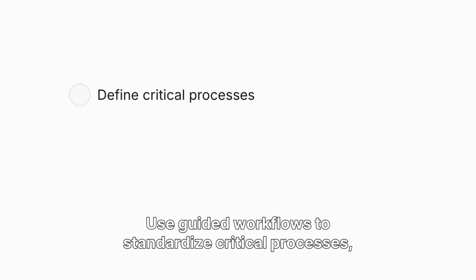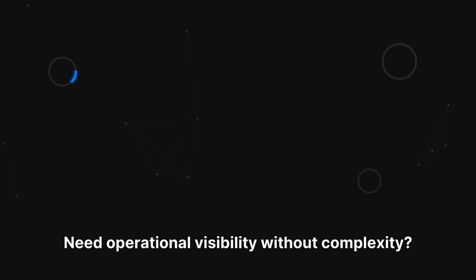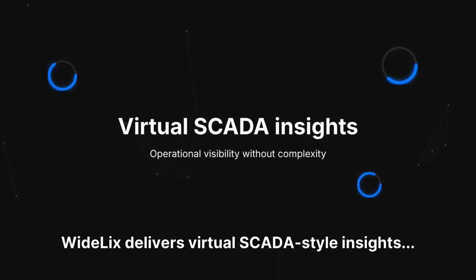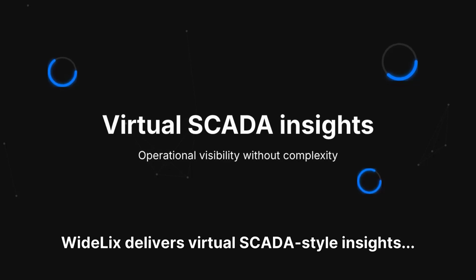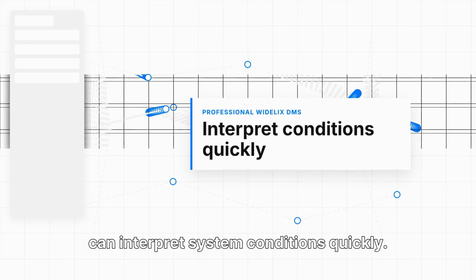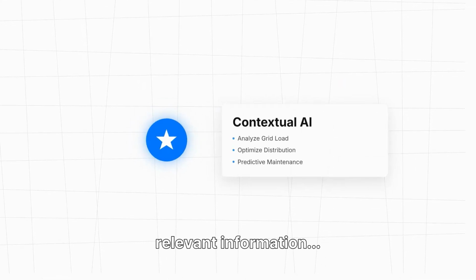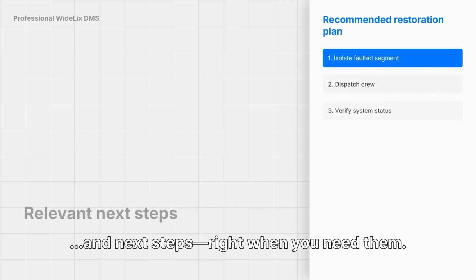Use guided workflows to standardize critical processes, reduce mistakes, and keep everyone aligned. From the control room to the field. Need operational visibility without complexity? widelix delivers virtual SCADA-style insights, layered directly on your GIS so operators can interpret system conditions quickly. And with contextual AI, widelix helps surface relevant information and next steps, right when you need them.